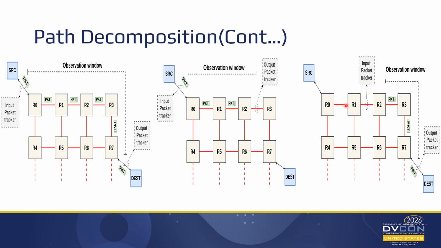So the input packet tracker sits at the entry point of R2. We see, okay, the packet destined for R7 has entered R2, and that the packet is traversing through R3 and has reached R7, the output. So this is how we verify that the packet that started from router 0, destined to R7, has started from R2 and has reached R7.